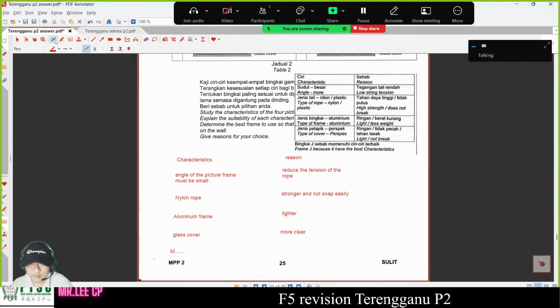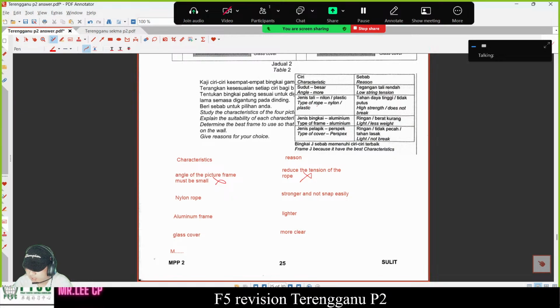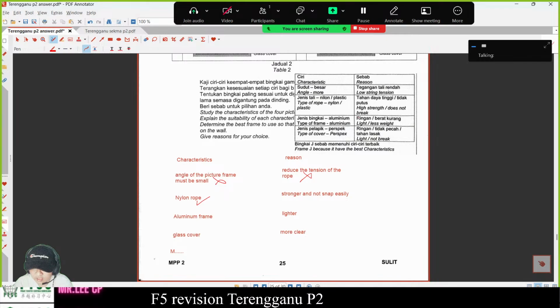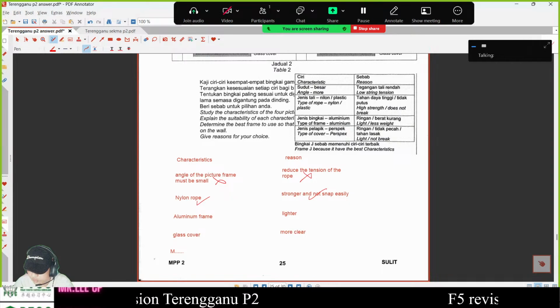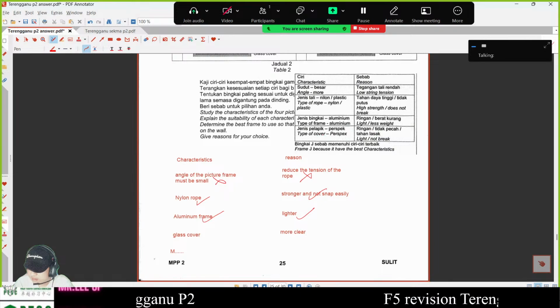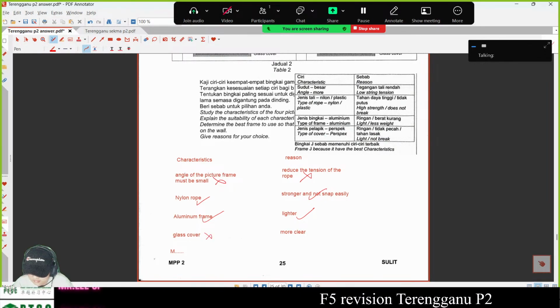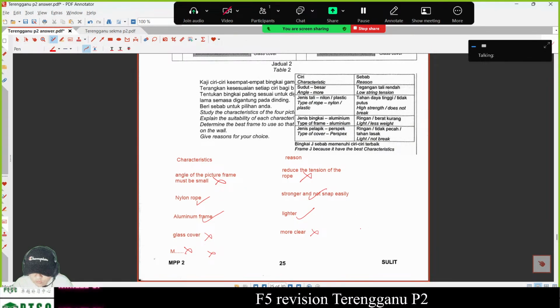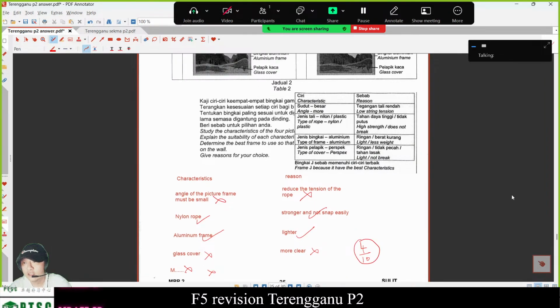Okay, I'm going to mark here. Anchor small, wrong, this one no mark. Nylon, okay. For the type of rope, nylon can, plastic also can, right? Why? Higher strength, does not break easily. Aluminium, yes, lighter, less weight, okay. The type of cover is perspex, not glass, so it does not break. So this one is wrong. How many marks did I get? 1, 2, 3, 4. 4 out of 10.